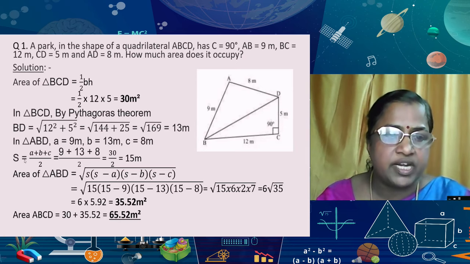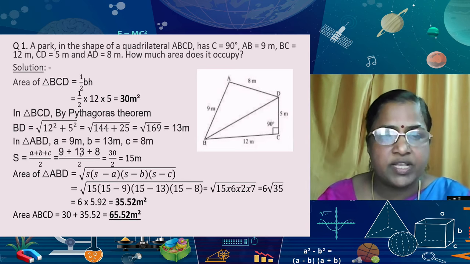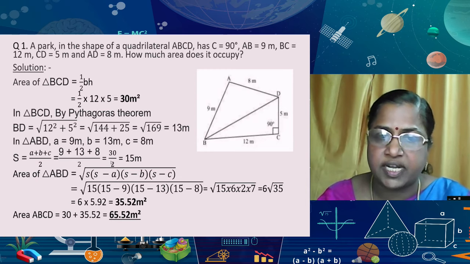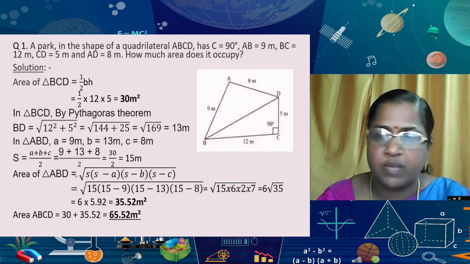So semi-perimeter S is equal to (a plus b plus c) upon 2, that is (9 plus 13 plus 8) upon 2, that is 30 upon 2, which is 15. So we can find the area of triangle ABD by using Heron's formula, root of S into (S minus a) into (S minus b) into (S minus c), where S is 15, which we already got.